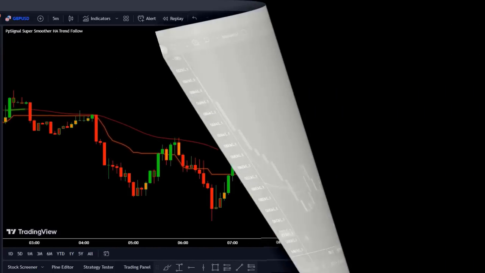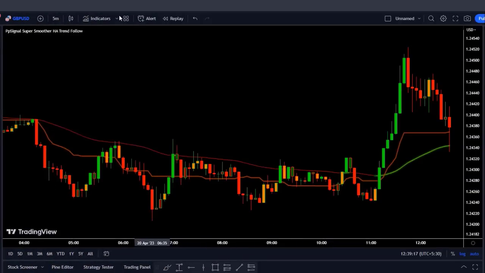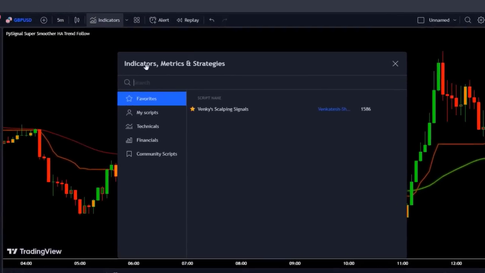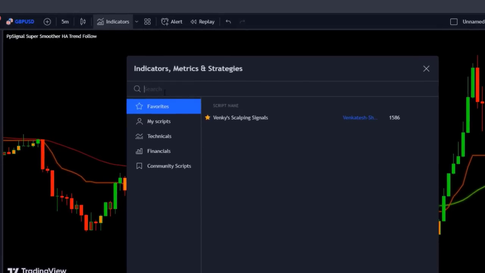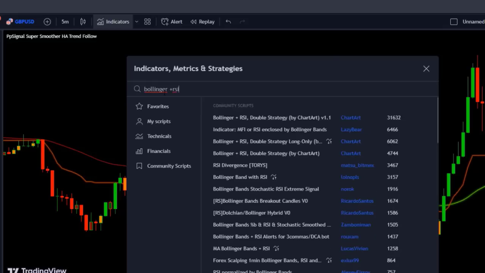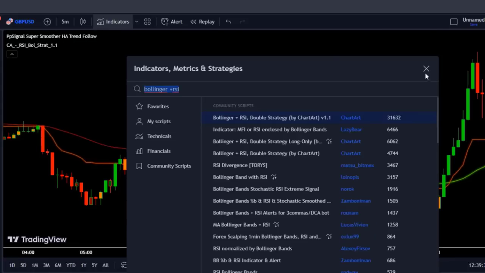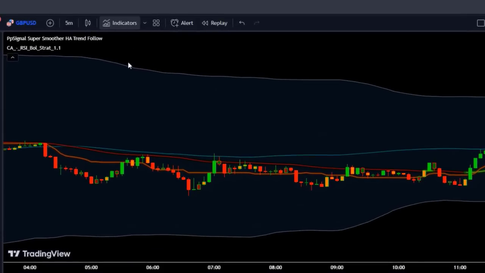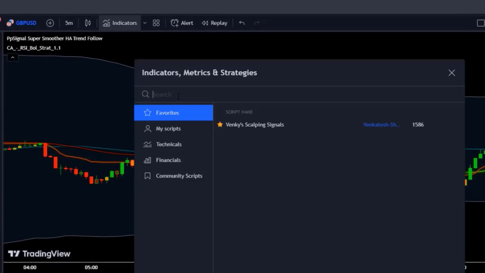We need to add another indicator to our chart. Go to the top of the page and click on the Indicators tab. In the search bar, type Bollinger plus RSI and click on this one. Now this is how the indicator looks. Now add the last indicator to the chart: search RSI plus backlight and click on it.